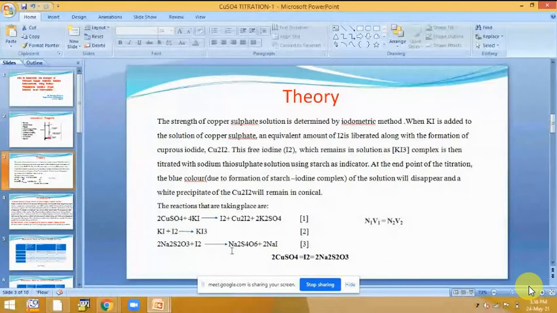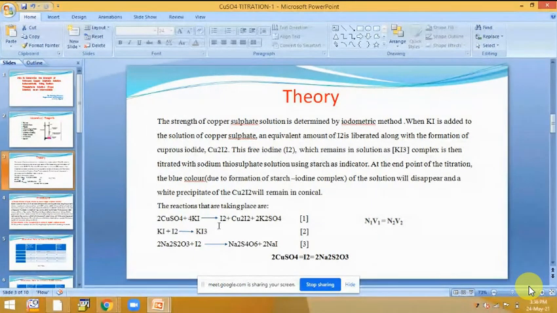So this is another important question: why at the end point does the color change from blue to white? What is the reason behind it? So you have to answer: at the end of the titration, since we take a fixed amount of copper sulfate, that is 10 ml, when all the copper sulfate has reacted, there will be no copper sulfate left, and there will be no free iodine.